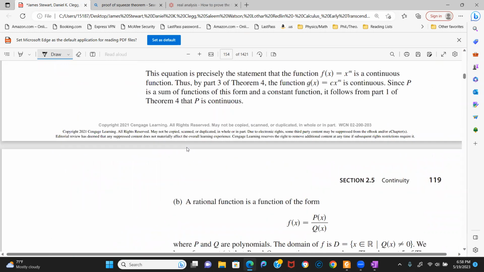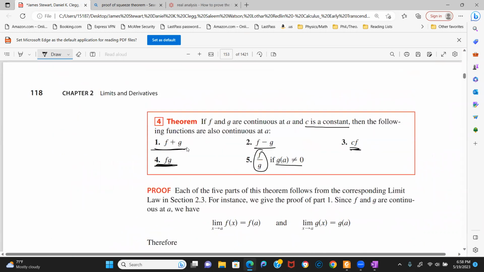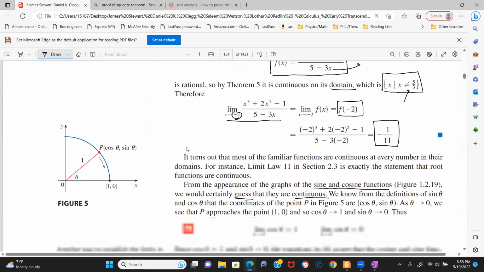That's by this theorem 4 right here. We're using this result right here. So because sine and cosine are continuous, the ratio, which is the tangent function, is continuous wherever cosine is non-zero, of course. So let's go back here.